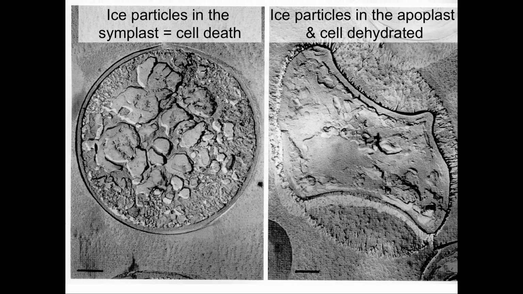So here's some images. This is the ice particles in the symplast on the left-hand side over here. These are these ice crystals. They're inside the cell, and basically the fact that these ice crystals have formed has destroyed the entire contents of the cells, and the cell will be dead. Here's an example where all that water moved outside the cell. You can see the cell is much smaller than its original footprint. It's dehydrated, and these ice particles are now outside of the cell. And this cell is likely to be able to rehydrate in the spring when this water melts and is taken back up by the cell.